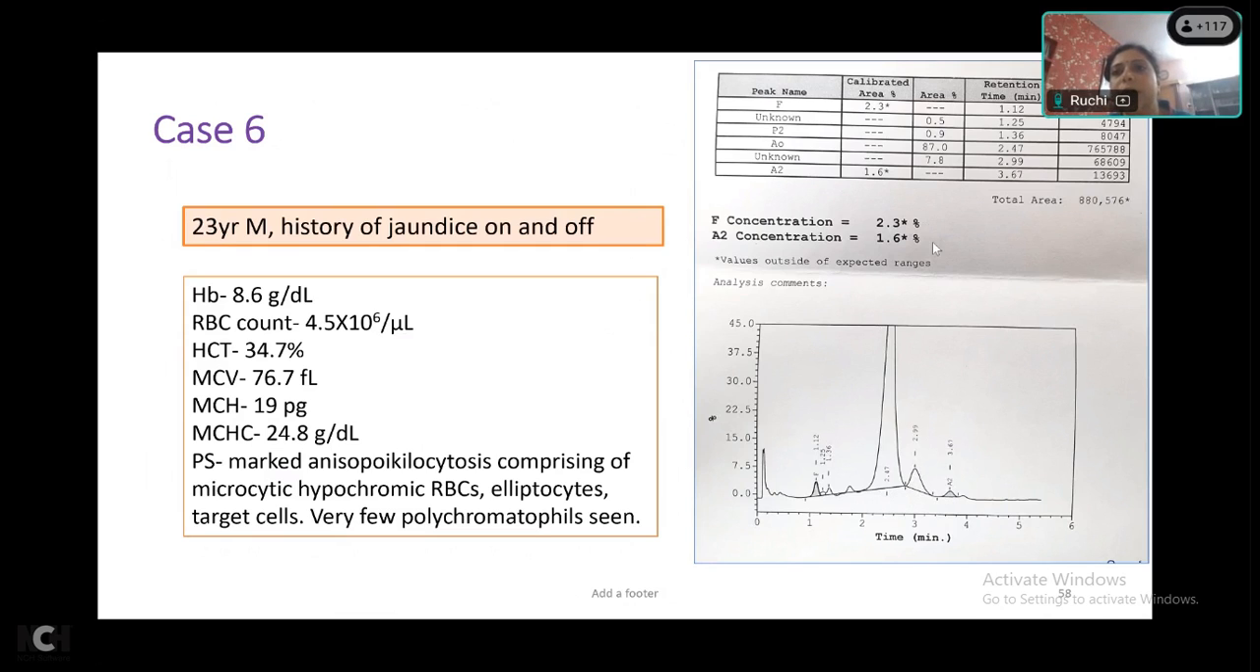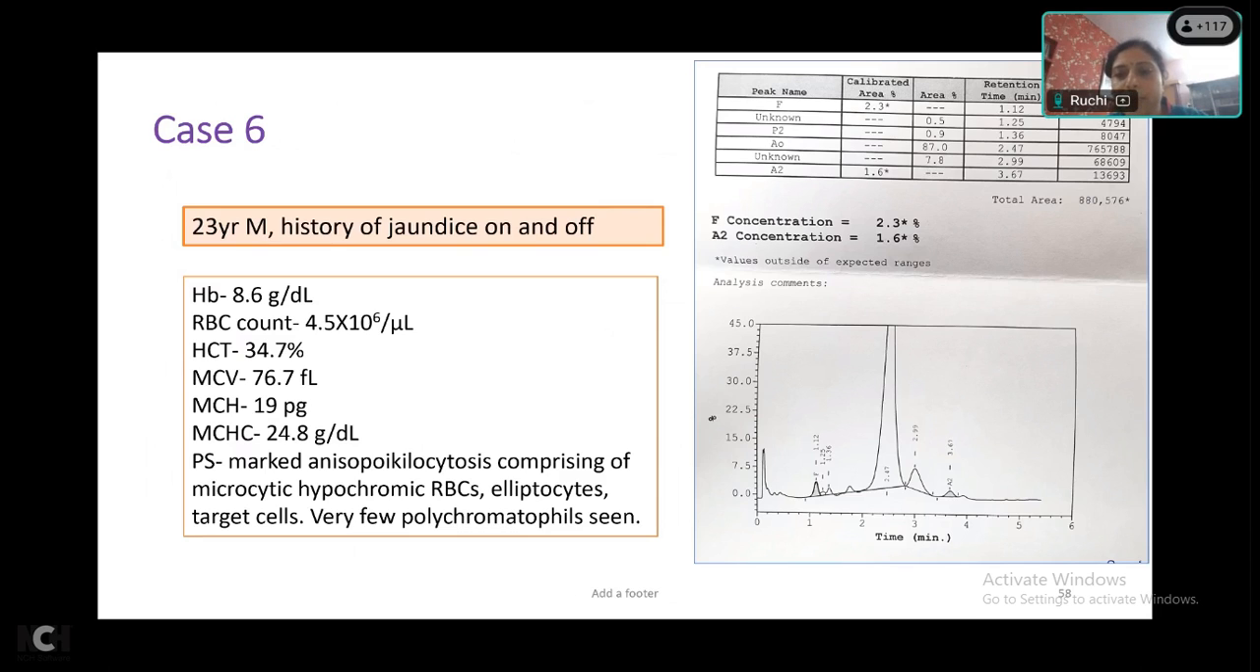And the percentage of this abnormal hemoglobin, you can see from here, it is telling you in this graph that there is an unknown peak at 2.99 with a percentage of 7.8%. Right? So we have some variant hemoglobin chain which is eluting at that time point.